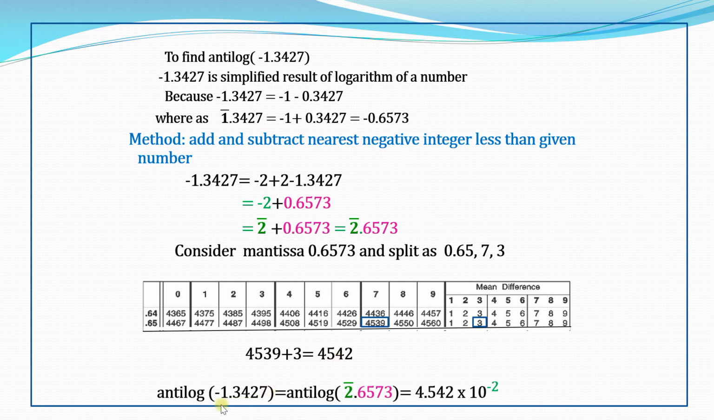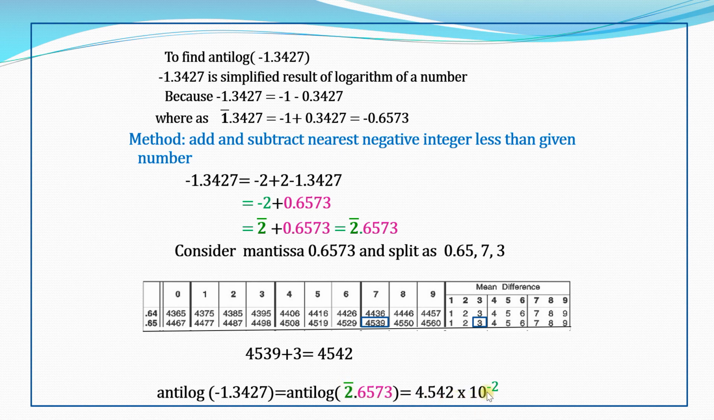And now antilog of minus 1.3427 is nothing but antilog of bar 2.6573. Guys, this minus 1.3427 is the simplified result of bar 2.6573. So antilog of this number is nothing but antilog of this number. So now 4542 you have, so place the decimal after first digit, so 4.542 into raise the power of 10 to this characteristic which is minus 2.